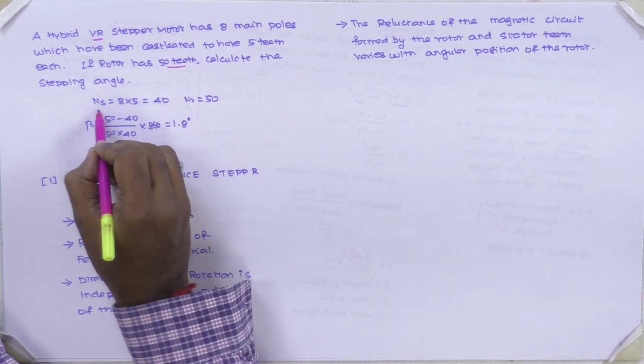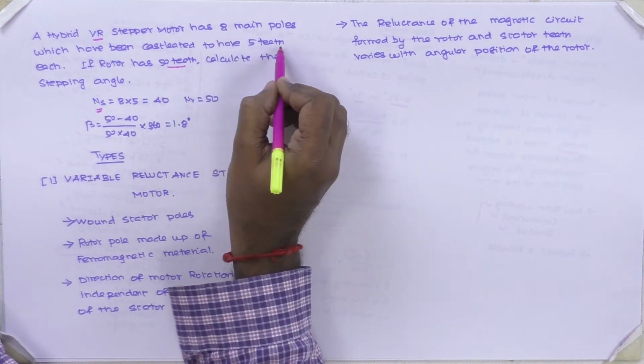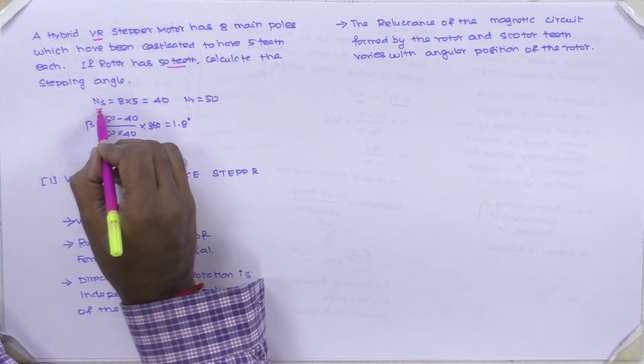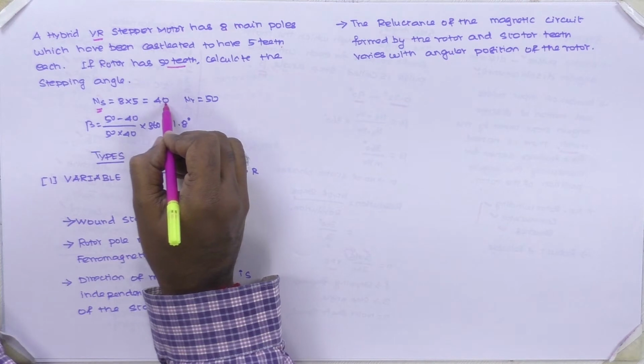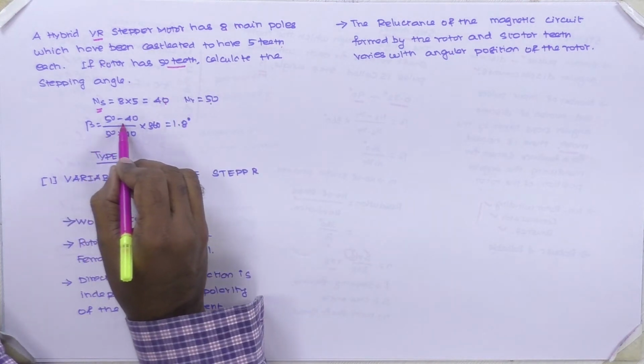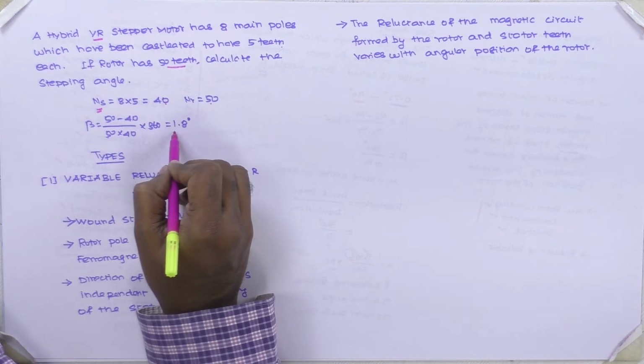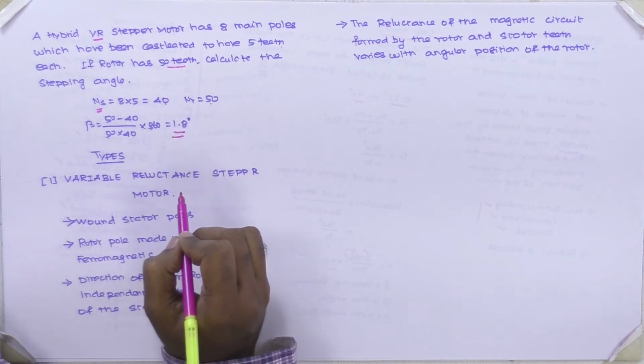First, we have to calculate the number of stator teeth. It has 8 main poles, each having 5 teeth. So, the total number of stator teeth is equal to 40 and the rotor has 50. So, beta is equal to (Ns minus Nr), that is (50 minus 40) divided by (50 into 40) into 360, that is equal to 1.8. This is the step angle of the motor.